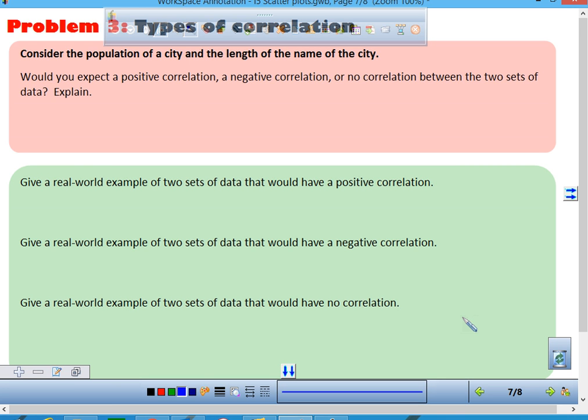Okay? How about a negative correlation? What's a negative correlation you guys thought of? Usually for students, negative correlations are a little more difficult. Brody, what do you have? Awesome. Perfect. That's good. The more miles you drive, the less gas you're going to have. So as the miles increase, gas decreases. Okay? Any others?